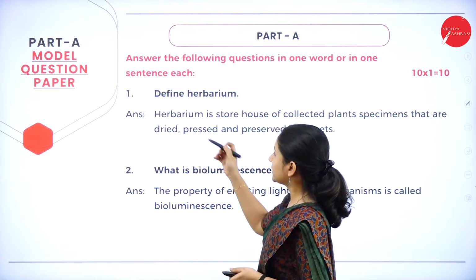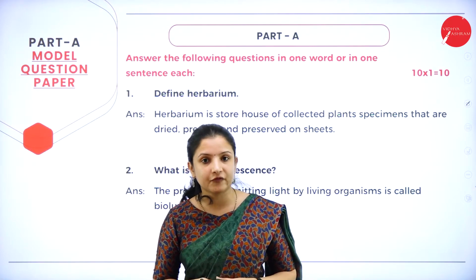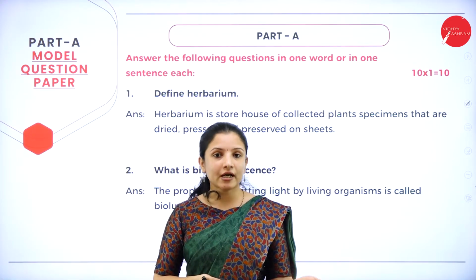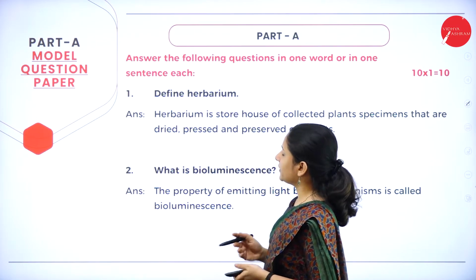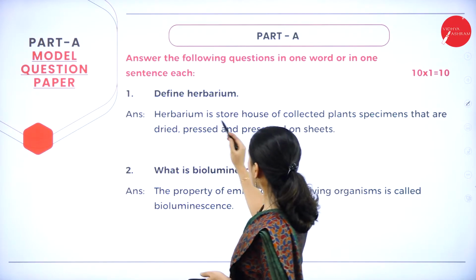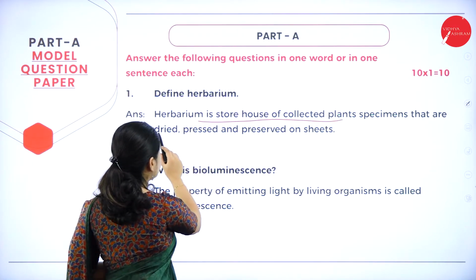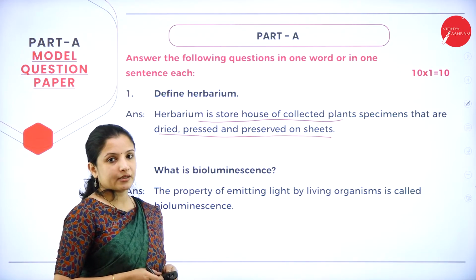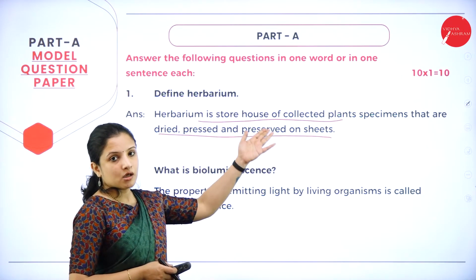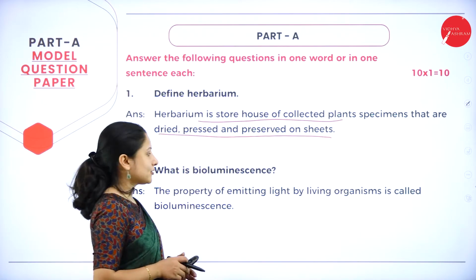Here they have given: define herbarium. You need to write the definition, right? Here you can't use a word, you need to write a sentence. So that is how they have written. Herbarium is a storehouse of collected plant specimens that are dried, pressed and preserved on sheets. Likewise, you need to write it in 1 sentence. What is bioluminescence? About that also.